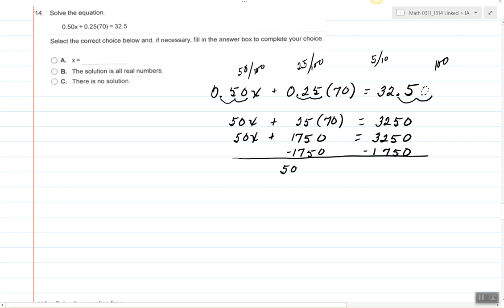That gives me 50x, that's gone, is equal to 1,500. Divide by 50. Divide by 50, and I got another nice answer. X is 30.